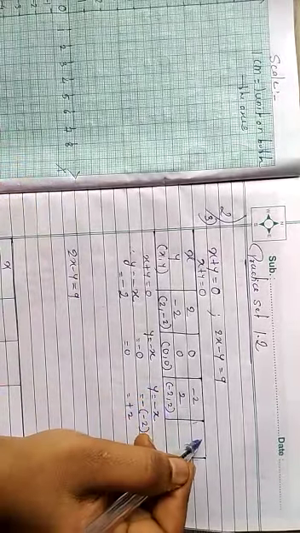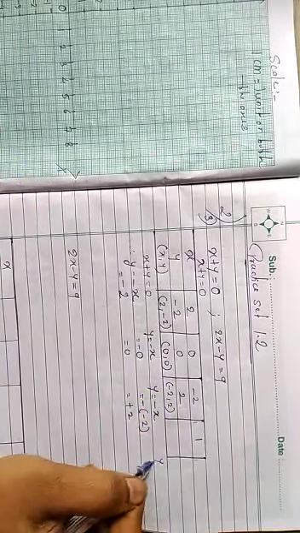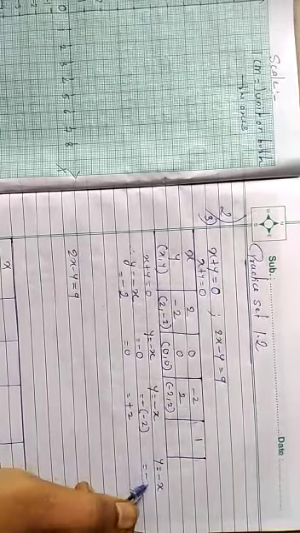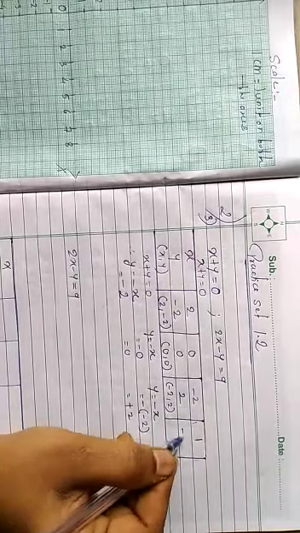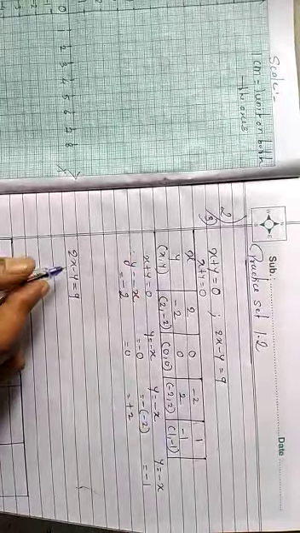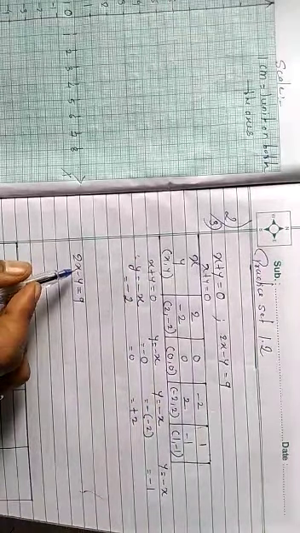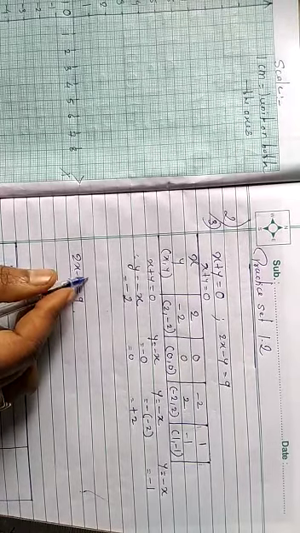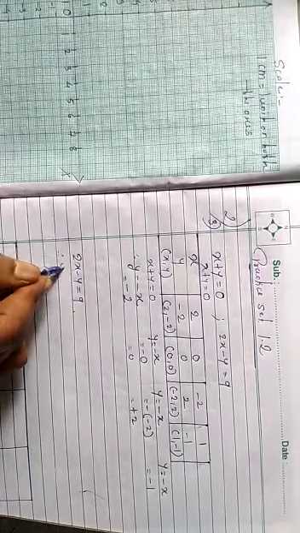Now let us take 1. If I take x as 1, then y will be -1. So (1, -1) are the coordinates. Now let us see the second equation, 2x - y = 9. I will shift this y to this side, so it becomes positive, and 9 to this side, so plus 9 becomes -9. Therefore y = 2x - 9.